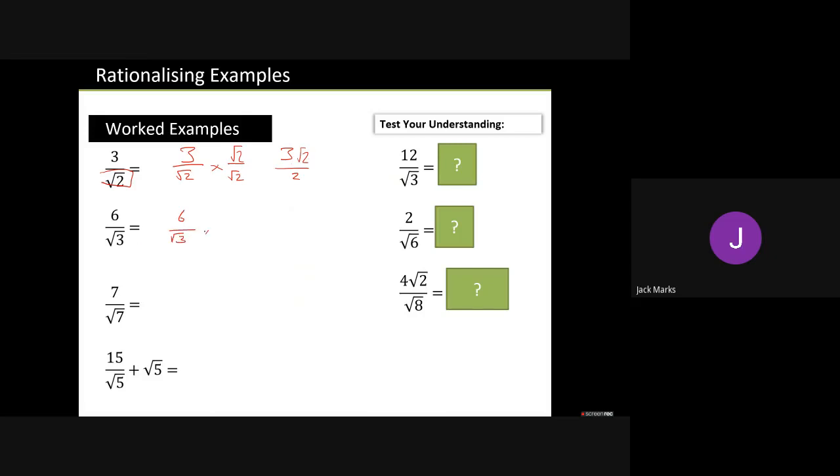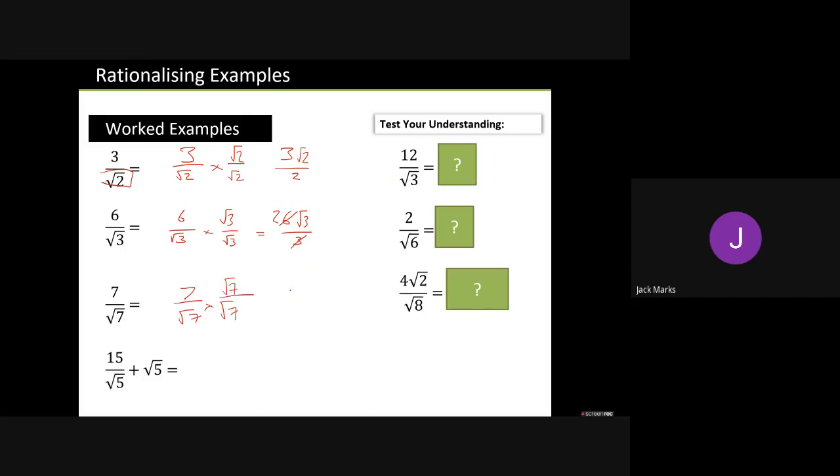6 root 3 multiplied by root 3 over root 3 gives us 6 root 3 over 3. Notice that the numerator and the denominator share a common factor, which is 3. Okay, so that can be eliminated. 7 over root 7. So let's do the same thing again.